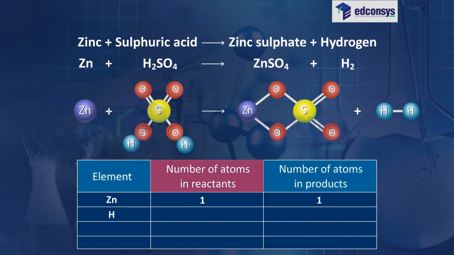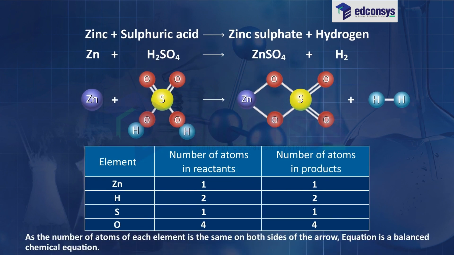Element H. Number of atoms in reactants equals 2. Number of atoms in products equals 2. Element S. Number of atoms in reactants equals 1. Number of atoms in products equals 1. Element O. Number of atoms in reactants equals 4. Number of atoms in products equals 4. As the number of atoms of each element is the same on both sides of the arrow, the equation is a balanced chemical equation.